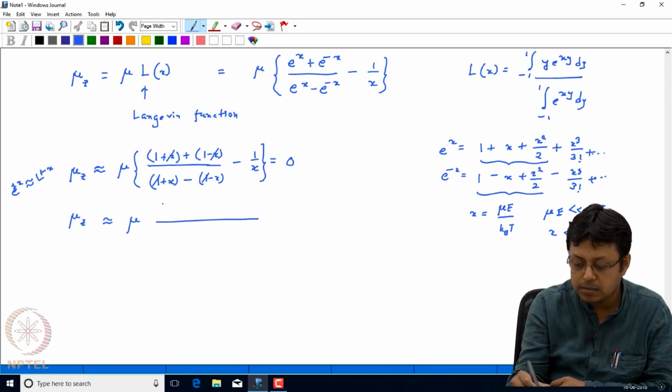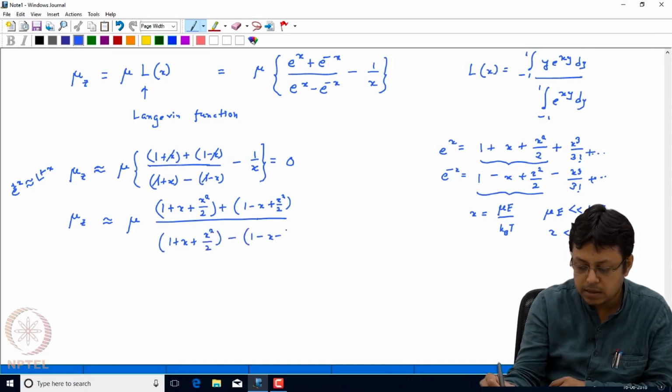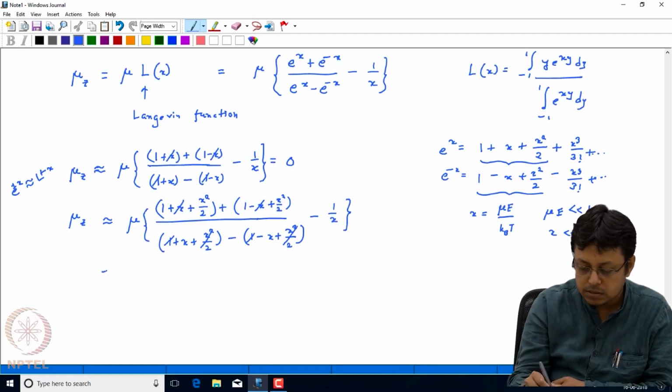So I'll have mu times 1 plus x square by 2 plus 1 minus x plus x square by 2, divided by 1 plus x square by 2 minus 1 minus x square by 2. This will be plus, and as before the x term gets cancelled here, and in the denominator both 1 gets cancelled as well as the x square by 2 term gets cancelled, and I also have minus 1 over x here. So let us see the value.